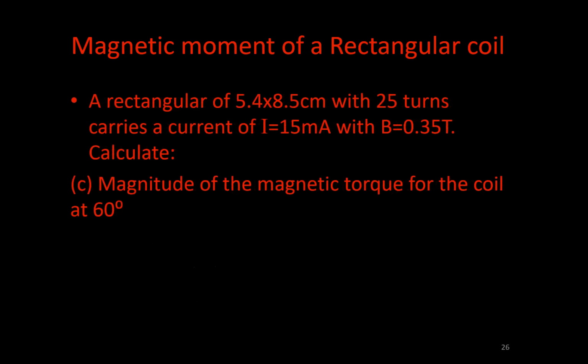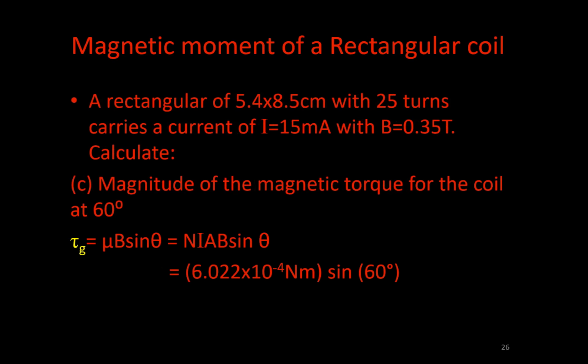The final part of discussing our rectangular coil was to find the magnitude of the magnetic torque, I apologize, for the coil at 60 degrees. Well, we already have most of this calculation done. Tau, our torque, is mu B sine theta. That's going to give us 6 times 10 to the minus 4 Newton meters times sine of 60, which will give us 5.22 times 10 to the minus 4 Newton meters. So that's our discussion of torque and how magnetism brings about torques.